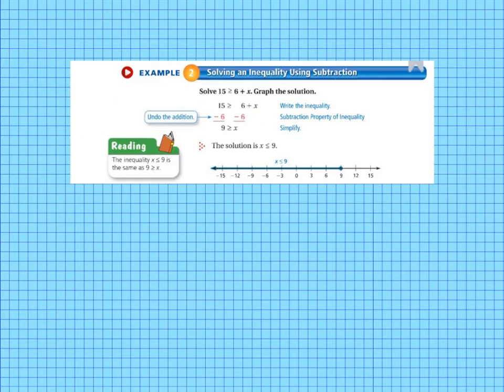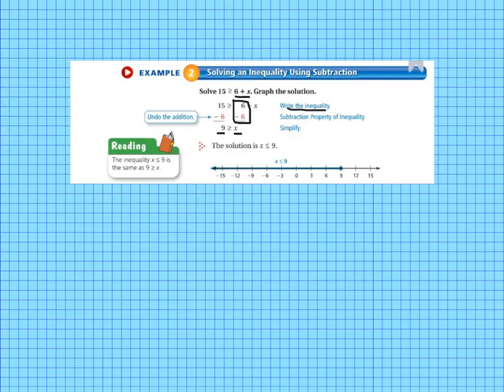Example 2, we're going to solve an inequality using subtraction. So this time we have 15 is greater than or equal to 6 plus x. So we write the inequality, and we have to look at what we're going to be adding or subtracting. So this is a positive 6. There's no sign in front of it, so we want to subtract 6 from both sides. So 6 minus 6 is 0, which leaves us with an x on the right, and 15 minus 6 is 9.